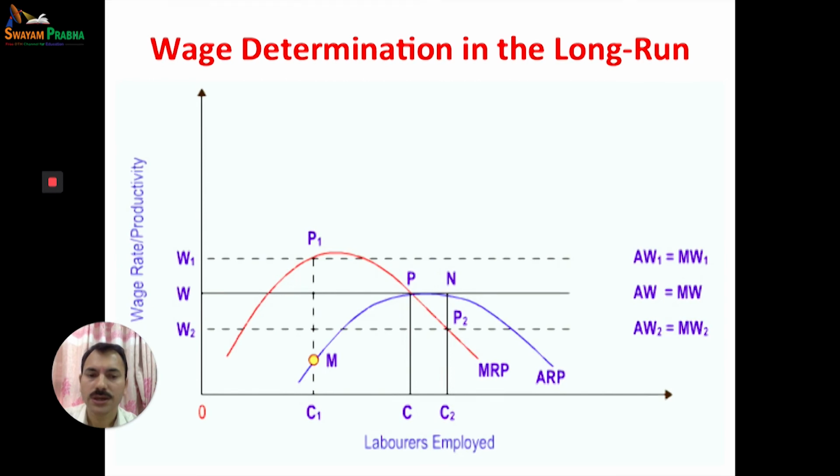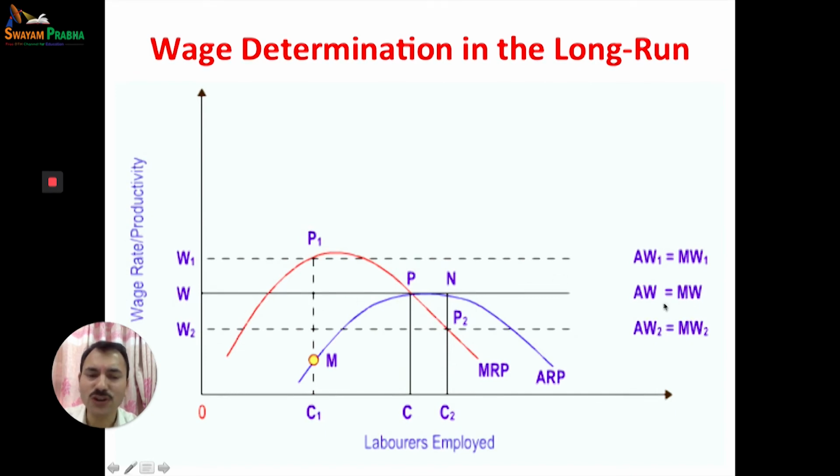See, this is the average wage. Here on the X-axis we have the labor employed. On the Y-axis we have the wage rate or productivity of the labor. W is the wages, and AW the average wage. In the case of the product market we discussed AR, so here AR is average revenue. In place of AR we have AW, average wage, and in place of marginal revenue, which we discussed in the previous lecture, MR, here we have MW.